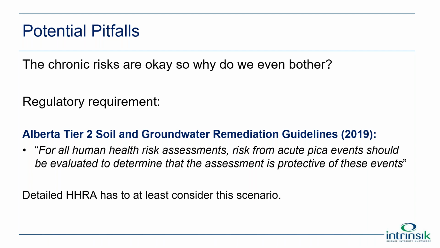There's a statement that indicates that for all human health risk assessments, risk from acute pica events should be evaluated to determine that the assessment is protective of these events. So a detailed human health risk assessment has to at least consider this scenario. Now, it may seem counterintuitive because generally, you think, well, if everything's okay on the chronic side of things, they ought to be fine on the acute side of things, but that's not always the case. And I'll touch on this a little bit later on.